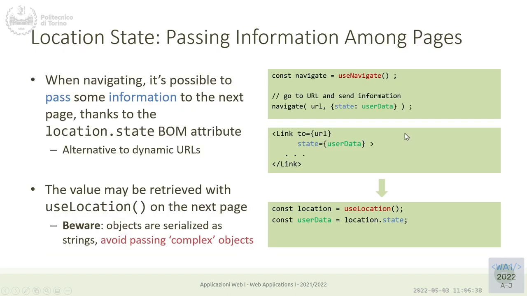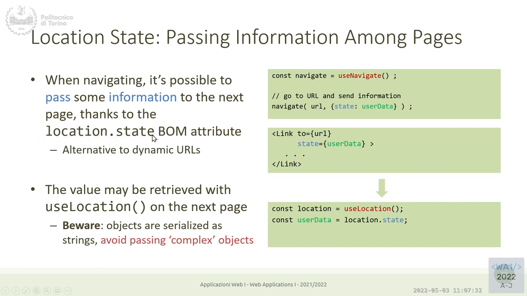There's another mechanism, in addition to constructing a dynamic route, for passing information from one page to another. I mention it because it's there, but I would try to avoid it if possible, because it doesn't add a lot to the current one. Actually, what happens is something which is a bit hidden. Every location, also in the browser, has an associated state value. I don't know why it's there, but it's there anyway. So we can write and read it. It's an attribute of the location.